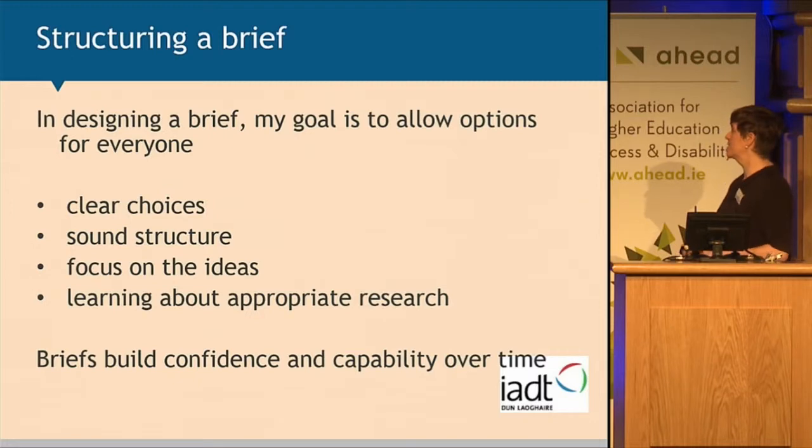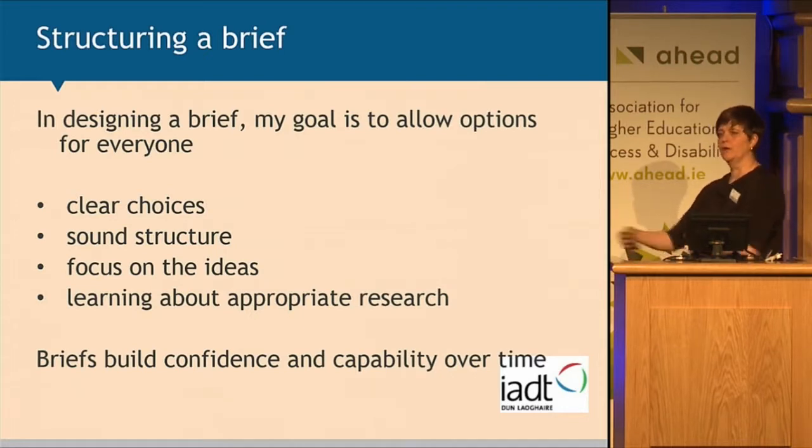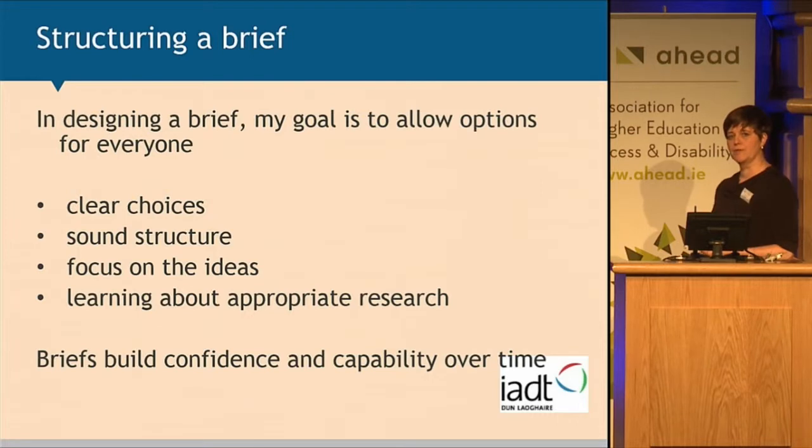And my assumption is that if it works for students, say, with dyslexia or some other SLD or some other kind of impairment, that it will work for everyone. So I try to offer them clear choices. I give them a sound structure to begin with, especially in the early parts of their education, the first 2 years. I help them by structuring the brief in a certain way. I ask them to focus on the ideas, and I ask them to learn about what constitutes appropriate research.